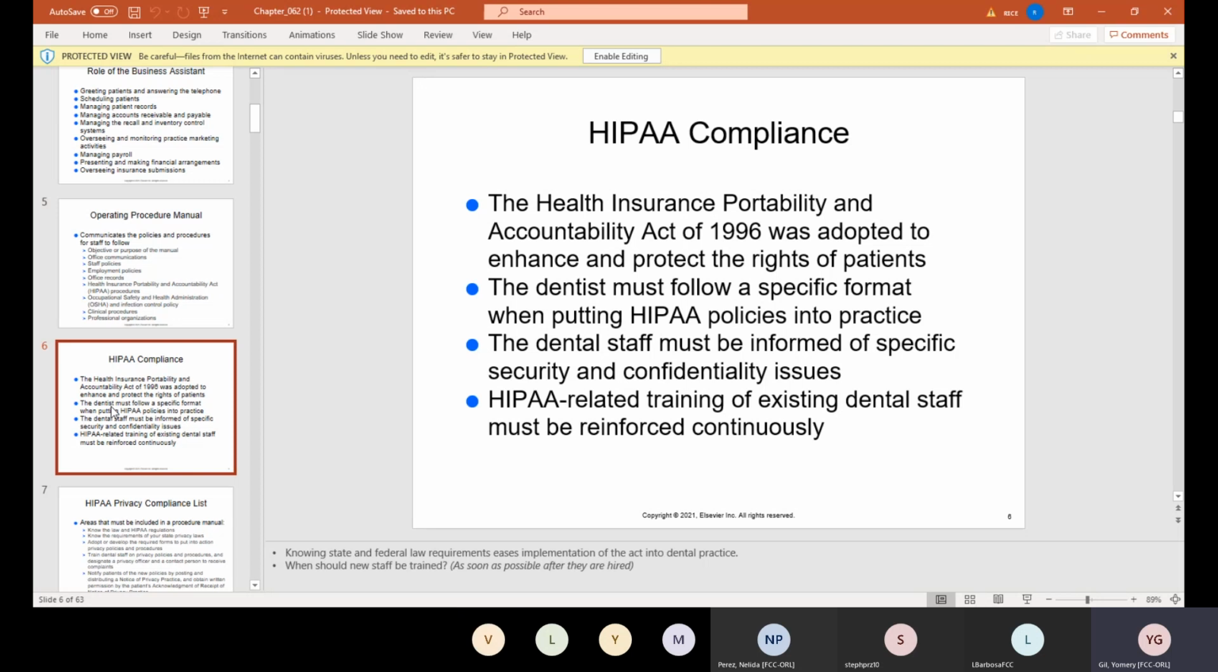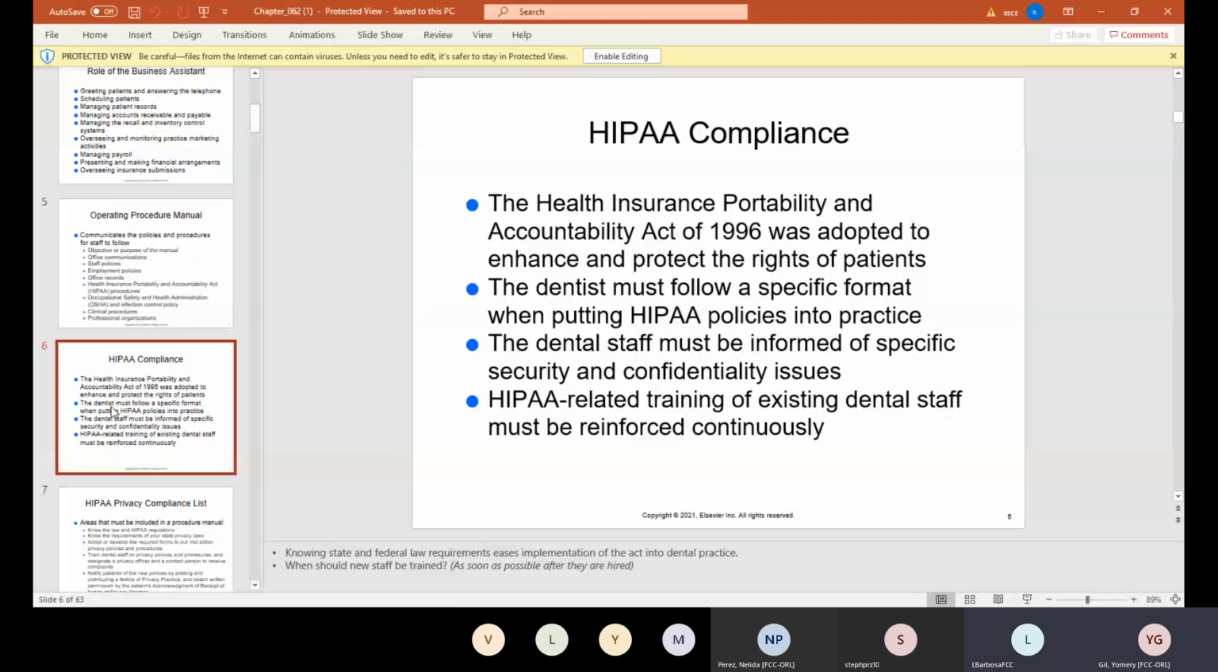So let's say somebody walks into the office. Let's say it's a good looking person and you want to find out about this person. But if this person is not your patient, you are not allowed to go into their records and look up where they live, their telephone number, any of that stuff, because that would be a HIPAA violation. And people have done that and they have gotten fired.